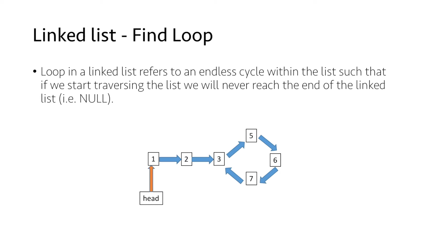As we can see in the given linked list, there is a loop 3, 5, 6 and 7. That is, if we start traversing this linked list, we will never reach the end of our linked list and we will keep on moving between 3, 5, 6 and 7 endlessly.